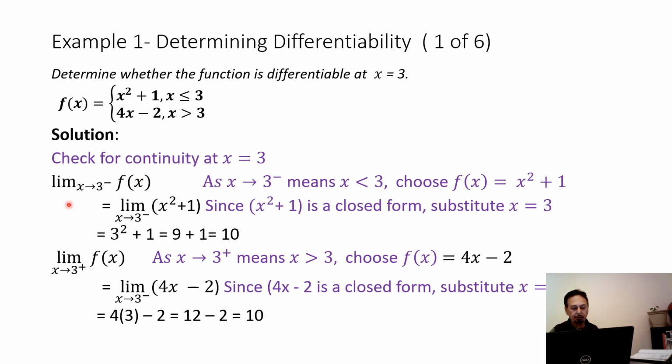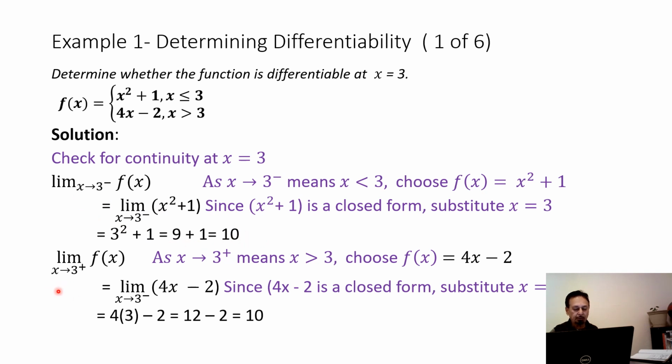So let's take the limit from the left. The limit as x approaches 3 from the left of f of x. As x approaches 3 from the left, x is less than 3, therefore we choose f of x equals the first equation, x squared plus 1. So this limit becomes the limit as x approaches 3 from the left of x squared plus 1. Now x squared plus 1 is a closed form function, so we just do direct substitution, substituting x equal to 3. So this becomes 3 squared plus 1, 9 plus 1 equals 10. So the left limit is 10.